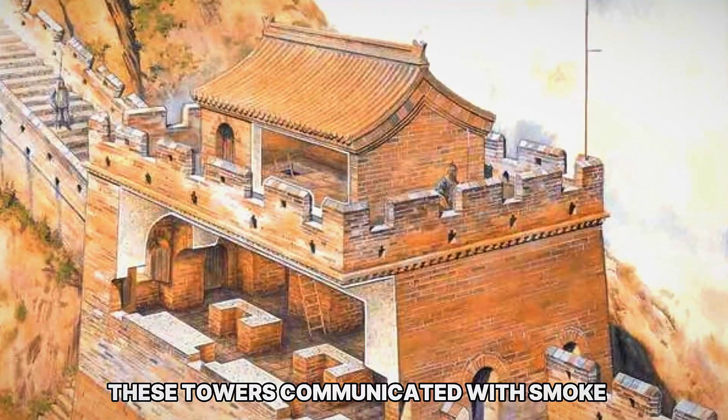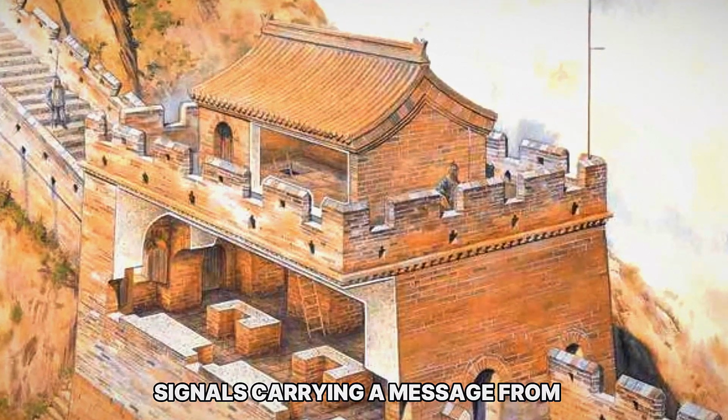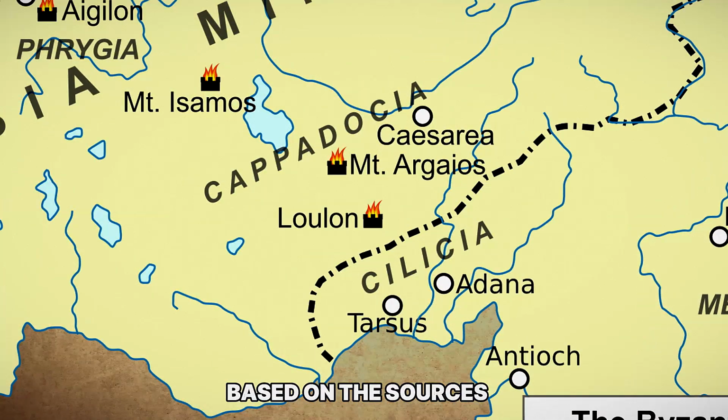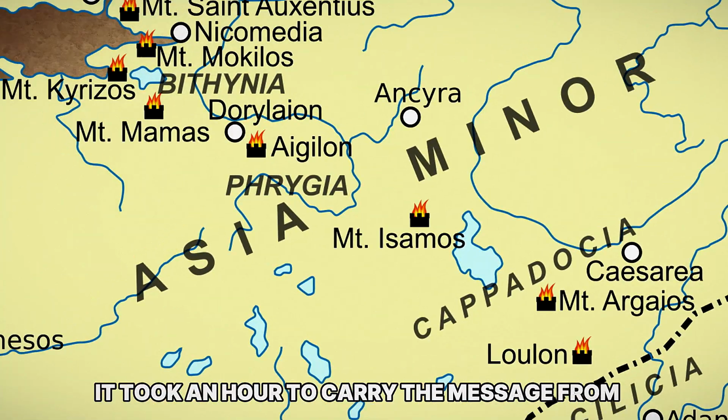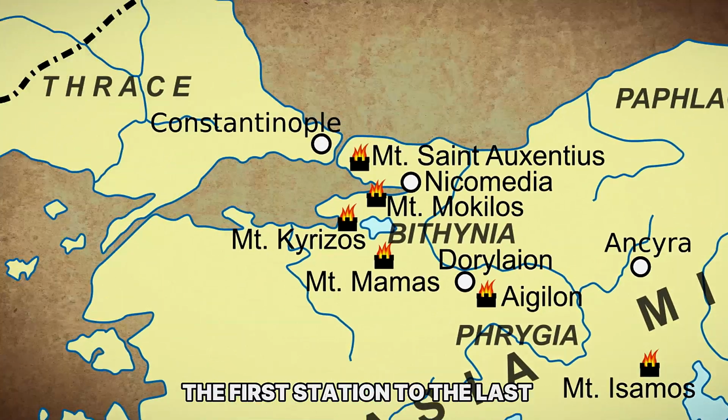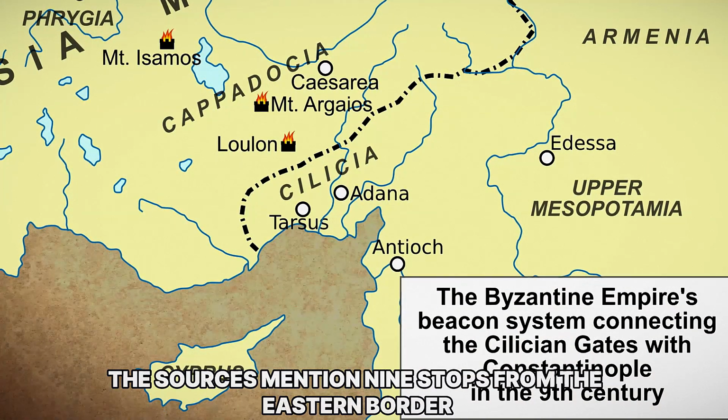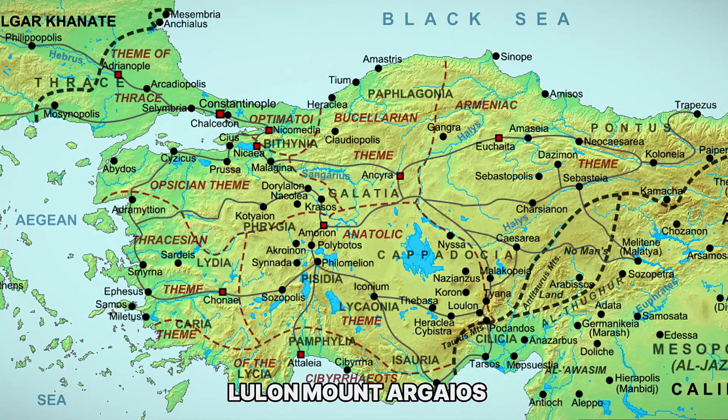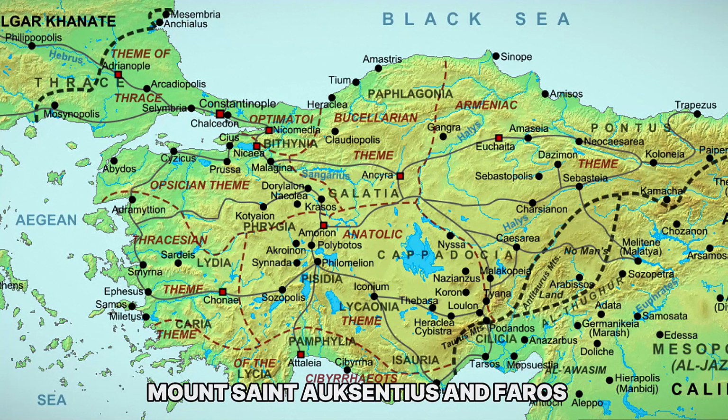These towers communicated with smoke signals, carrying a message from one station to the other. Based on the sources, it took an hour to carry the message from the first station to the last. The sources mention 9 stops from the eastern border: Lulon, Mount Argius, Izamus, Agelon, Mount Mamas, Mount Kyrazos, Mount Mokylos, Mount St. Auxentius, and Pharos.